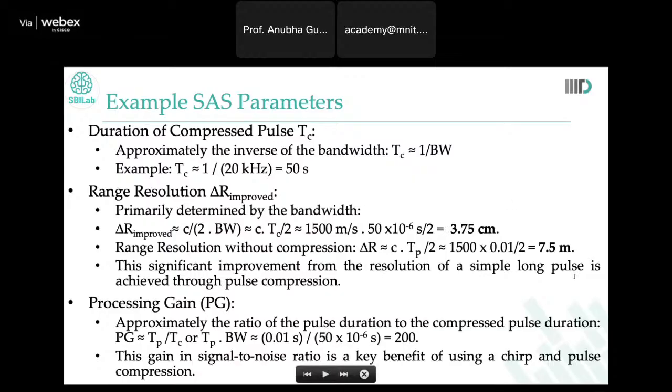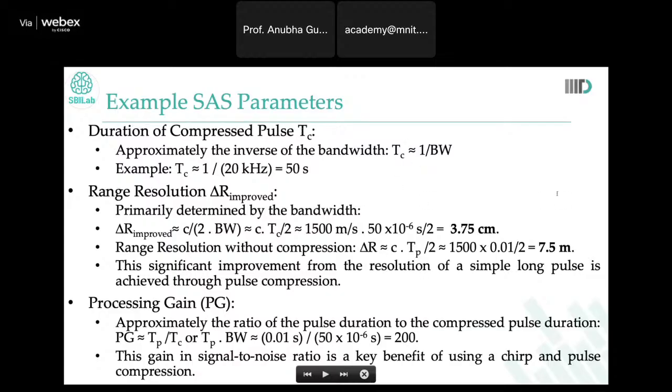So earlier you could resolve two targets only if the minimum separation between them was 7.5 meters. But now, if the two targets are separated by 3.75 centimeters, this much smaller distance, then also you can resolve and see that they are two distinct targets. So you can see that a huge range resolution improvement has happened. Why? Because of the difference in this Tc and Tp.